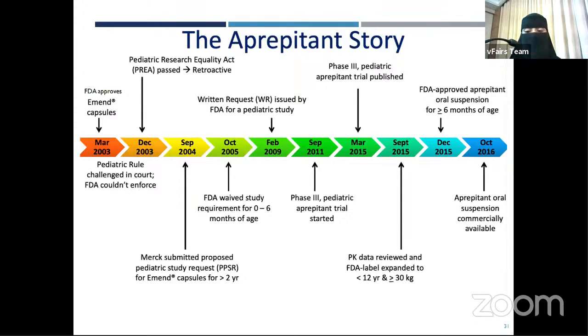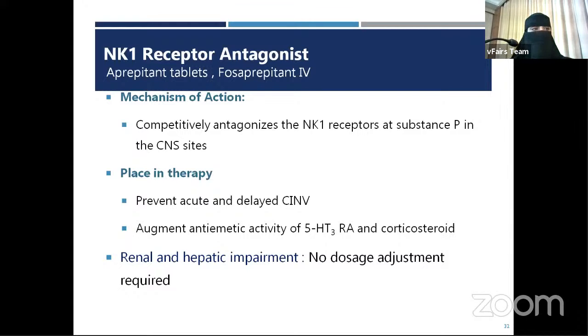In September 2015, the FDA asked for the pharmacokinetic data in patients aged less than 12 years old and body weight more than 30 kilograms. And in December 2015, the FDA approved the oral suspension for patients aged more than 6 months. After that, the aprepitant oral solution was commercially available. So let's talk about the first class, NK receptor antagonist. Aprepitant and fosaprepitant are the only NK receptor antagonists that are approved in pediatrics.